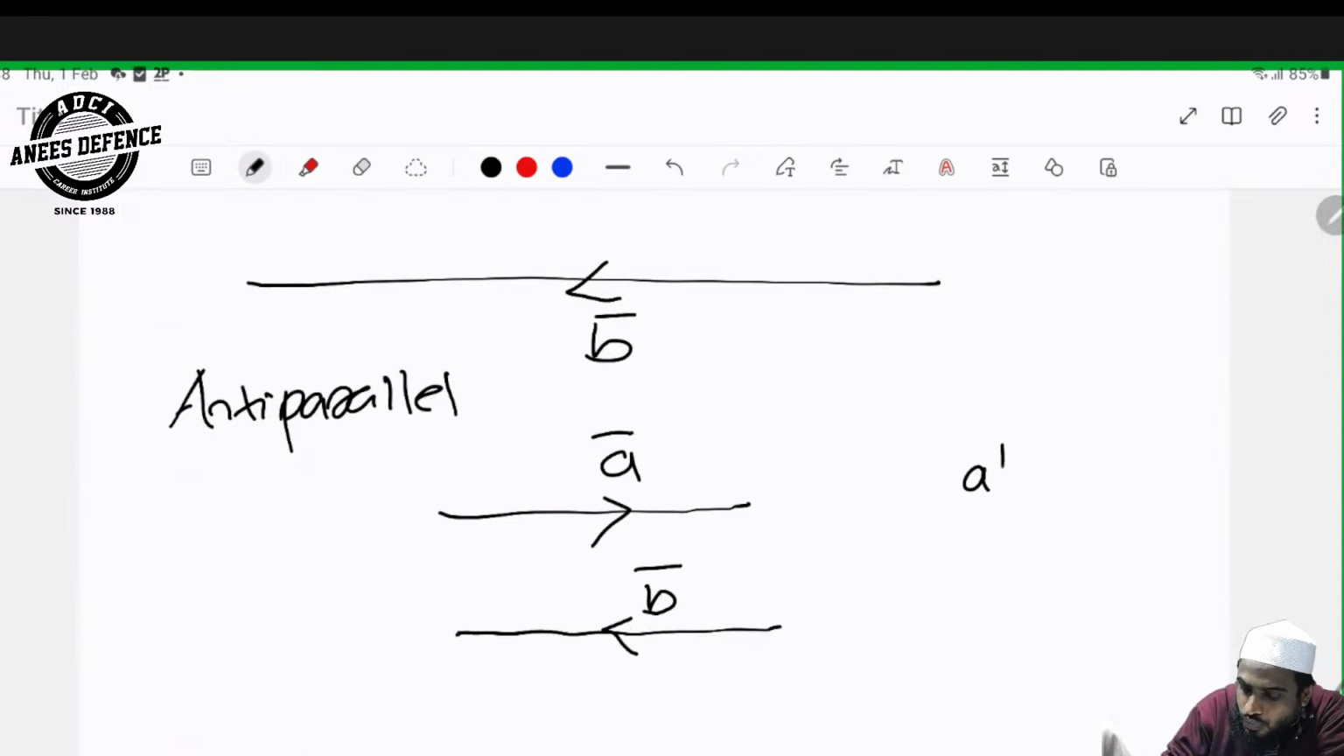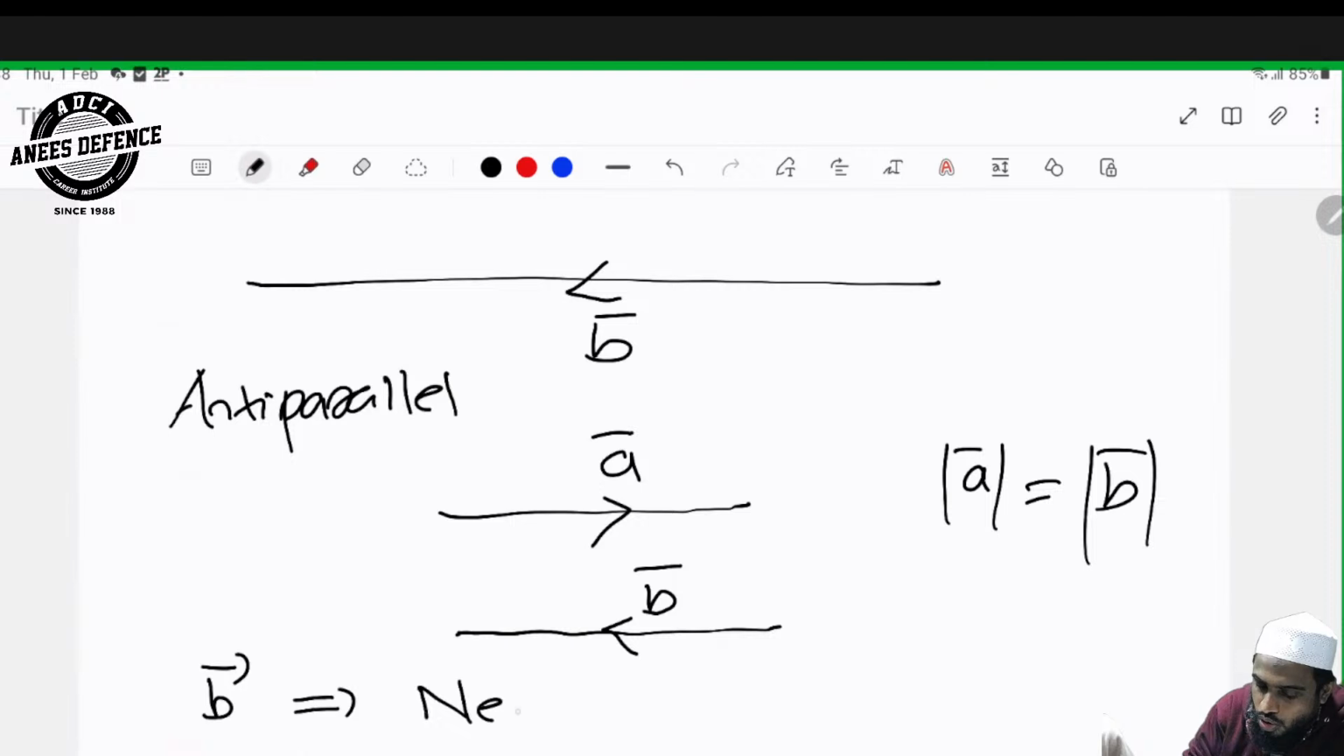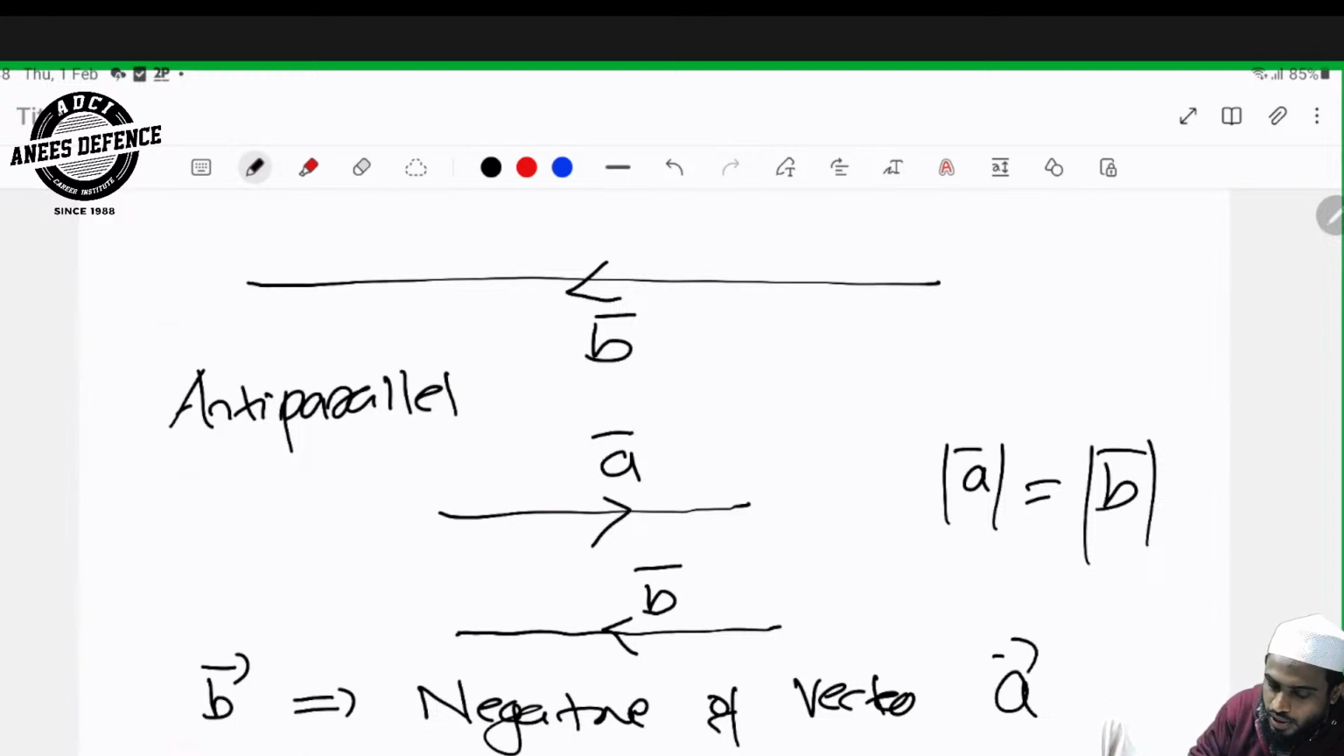Here the magnitude of A is equal to the magnitude of B. What is the meaning? The length of A is equal to the length of B, but the direction is opposite. This is anti-parallel. At the same time, B is known as the negative of vector A.